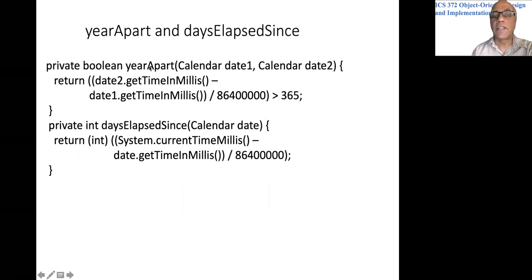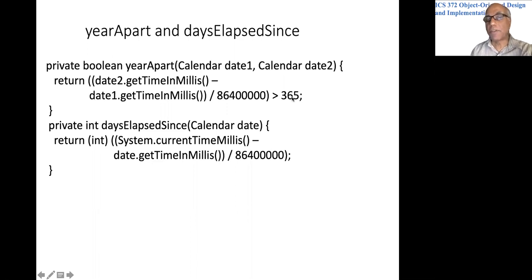We have the methods year apart and days elapsed since here. Given 2 dates, this will subtract or find the difference between their corresponding milliseconds elapsed since the reference time, divide by this number, which is the number of milliseconds in a year. You have 86,400 seconds in a day. These many milliseconds, you're multiplying the number of seconds by 1,000 and divide that by 365.